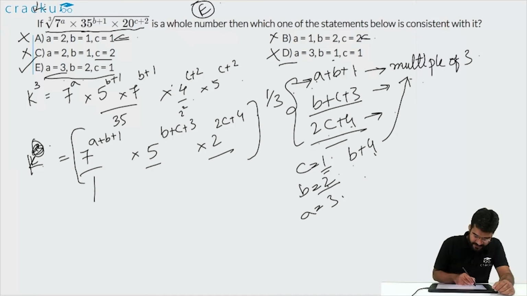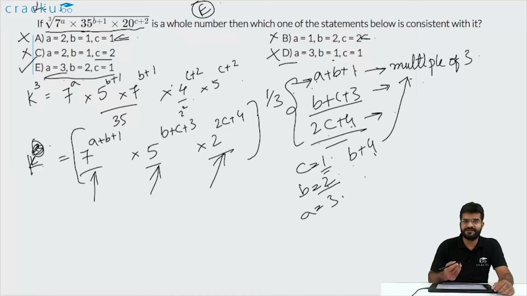We just need to figure out that the powers of each one of them, 7, 2 and 5, should be multiples of 3 for the number k to be a whole number. And if you look at all the options, you will find out that only option E satisfies all the three conditions. So the correct answer is option E.